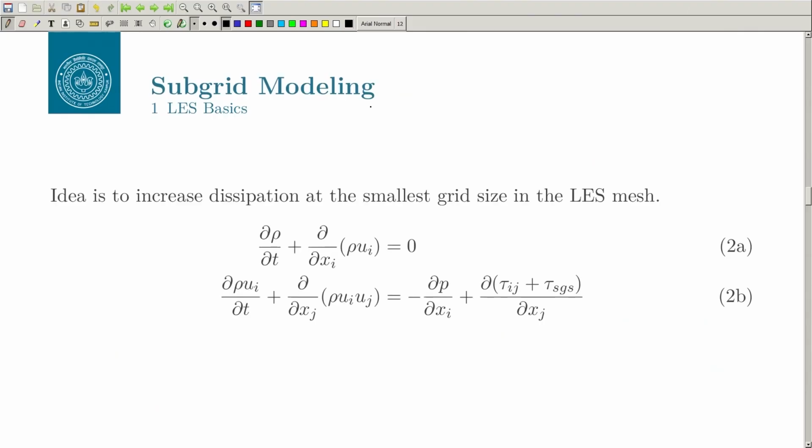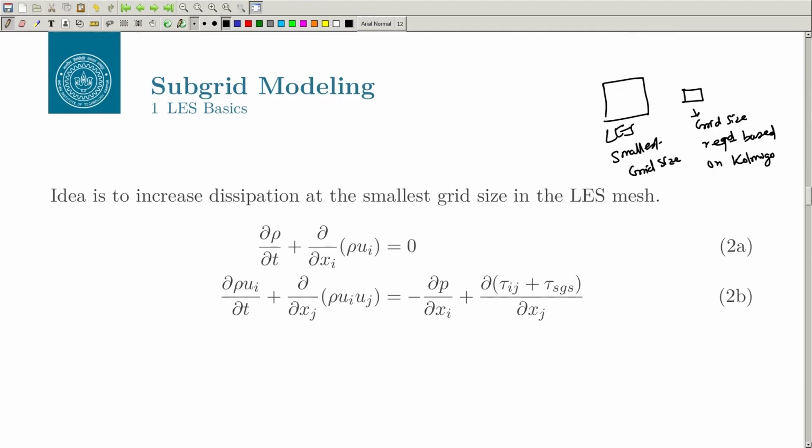As we discussed, we want to increase the dissipation at the smallest grid size. Why we are doing that is because, let us say, dissipation is happening at this grid size, but the LES has the smallest grid size. This is the LES smallest grid size, and this is the grid size required based on the Kolmogorov calculation, right.